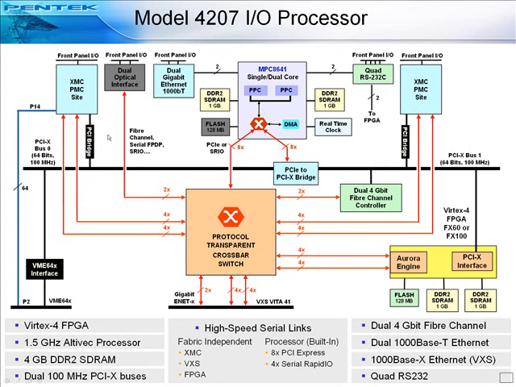Both XMC modules have two 4x links going to the switch. In the lower right-hand corner, a Virtex-4 FPGA also has two 4x gigabit serial links connected to a Xilinx Aurora gigabit serial interface engine right inside the FPGA, implemented as an IP core. Now let's look at the mezzanine modules.